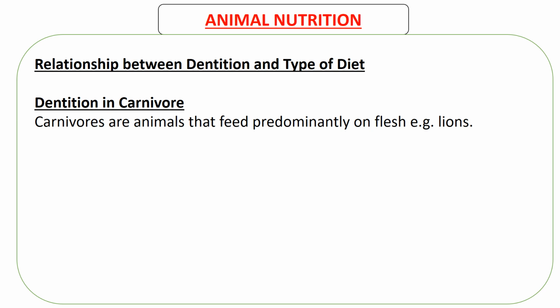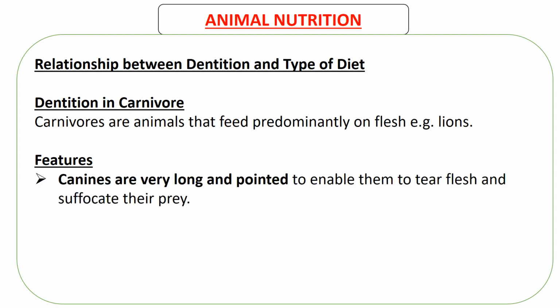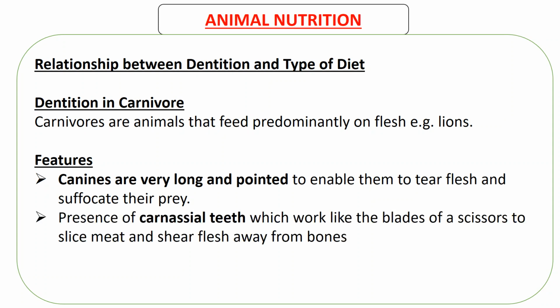Okay, so what's so common about these animals? So they have these features. 1, their canines are very long and pointed to enable them to tear flesh and suffocate their prey. The presence of what are called carnassial teeth, which work like the blades of a scissors to slice meat and shear flesh from the bones. So these carnassial teeth, they are positioned, or they are arranged in such a way that they act like scissors.